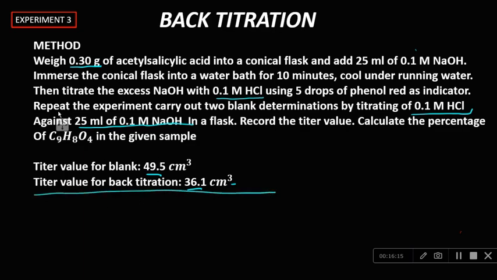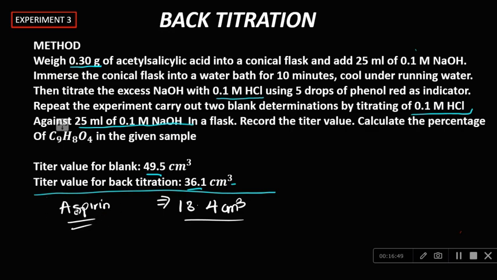Now, what do you do to get the titer value due to the presence of aspirin? What did we say we are going to do? We say we subtract the titer value from this minus this, abi? To get the one due to what? Aspirin. True or false? So titer value due to aspirin will be equals to 49.5 minus 36.1. What did that give to you? That will give us 13.4. Abi? 13.4 centimeter cube. So these are titer value. Is that okay? The titer value due to aspirin. Are you getting it now?